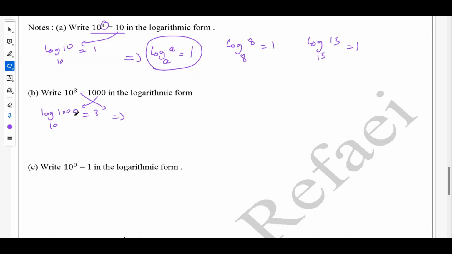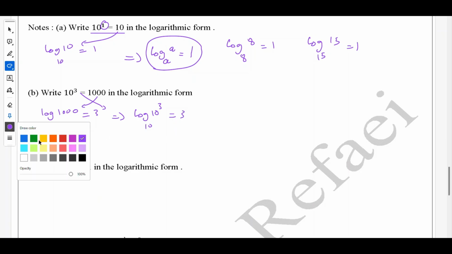I'm going to write 1,000 as 10 to the power 3. Can I? Yes, I can. Log 10 to the power 3 base 10 should give me 3. And look carefully what I'm going to do.